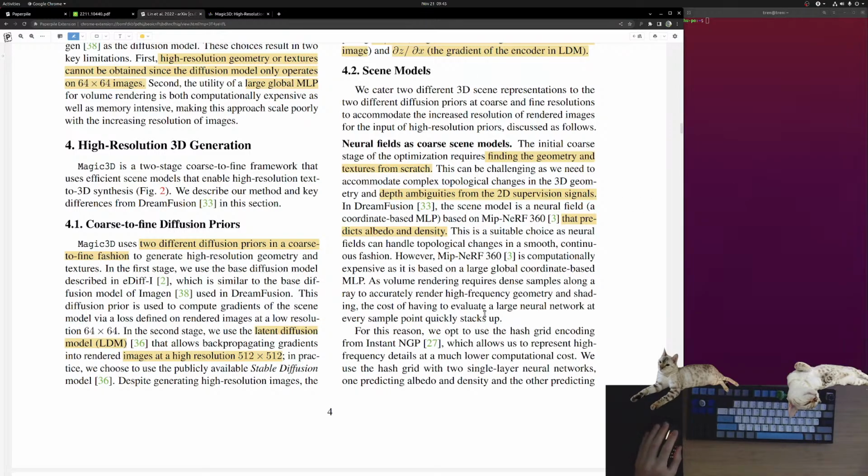Okay, MIP-NeRF is computationally expensive, based on a large global coordinate based. Yeah, so they're kind of criticizing the fact that DreamFusion uses a relatively simple NeRF formulation. At NVIDIA Research, they have much fancier ways of formulating NeRFs and storing them in such a way that it's a lot more memory and compute efficient, and that's what they're going to talk about here. Shading.